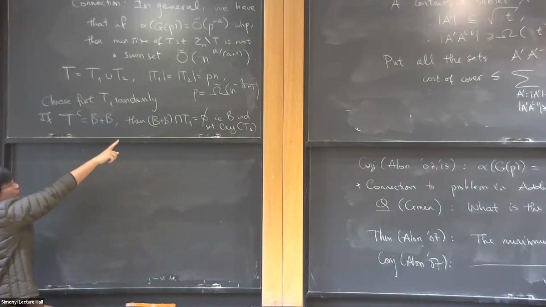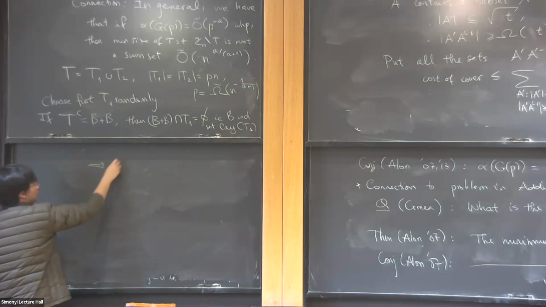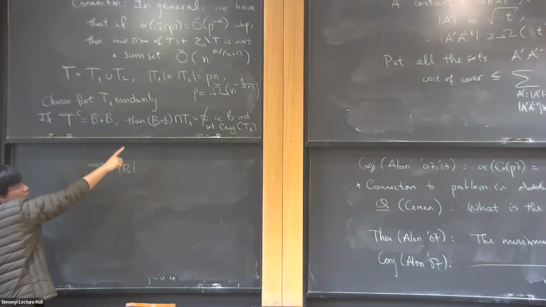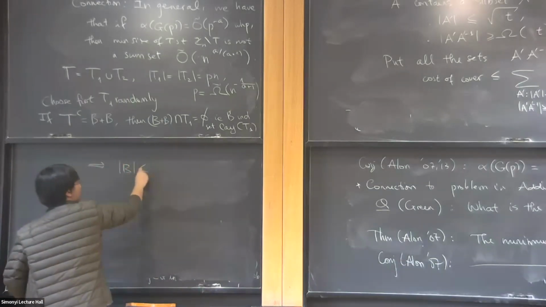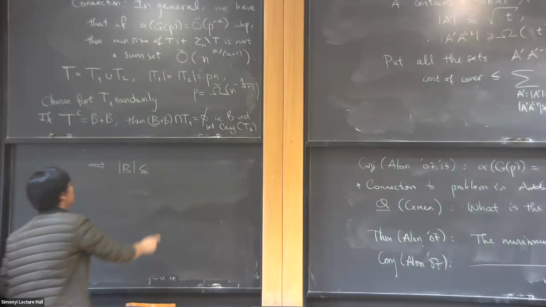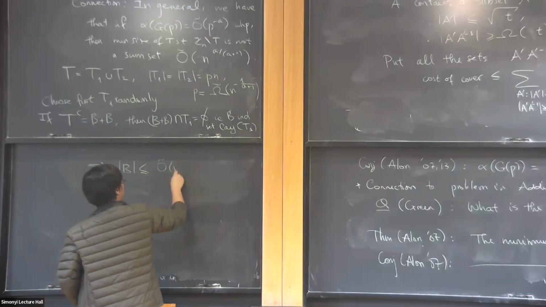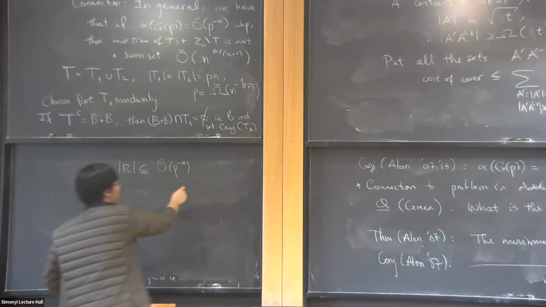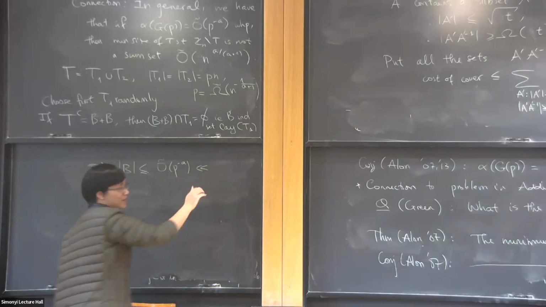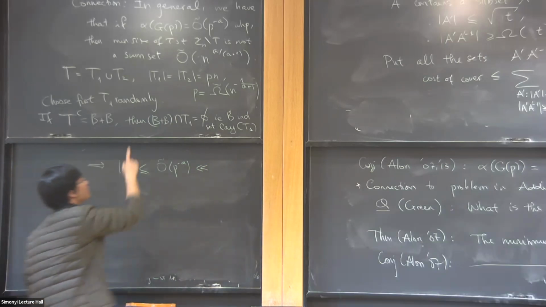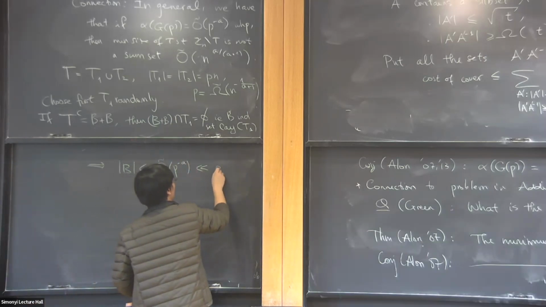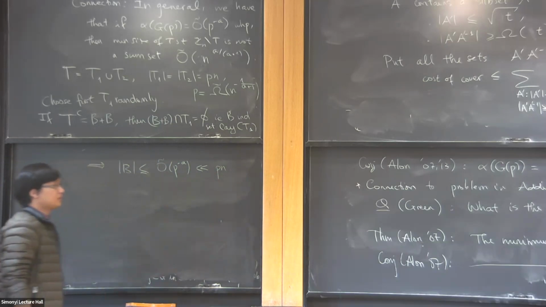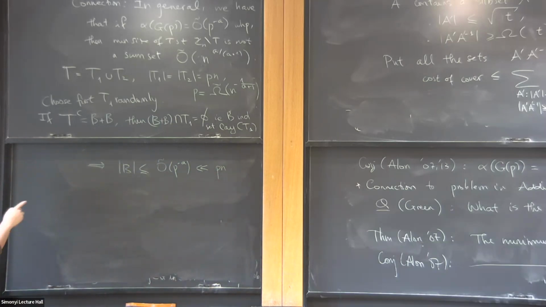So by the bound that we have on the independence number, with high probability, we need to have that the size of this set B is not so big. It's at most order big O tilde of P to the minus A, which you can make sure is much smaller, by some polylog factor, compared to the size of T, which is P times N. Okay, so we just chose the parameter P in order to guarantee this condition.